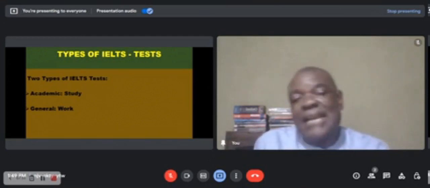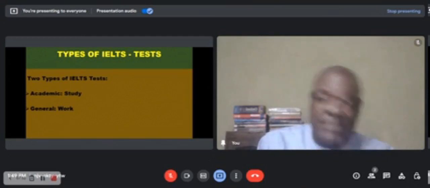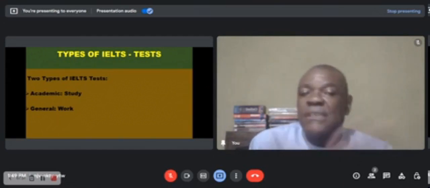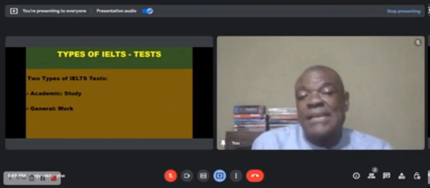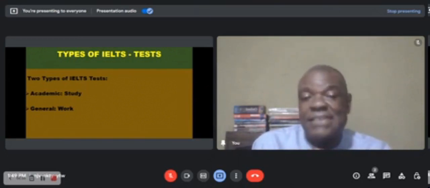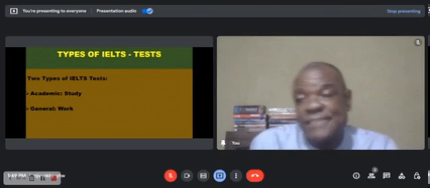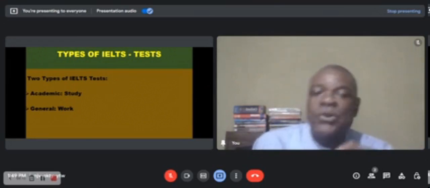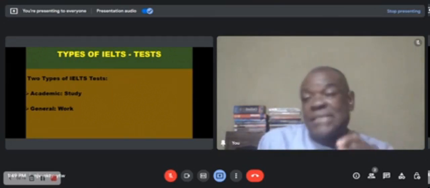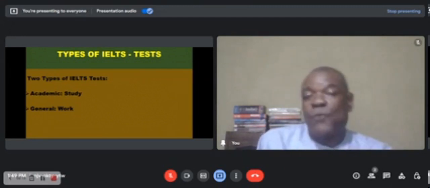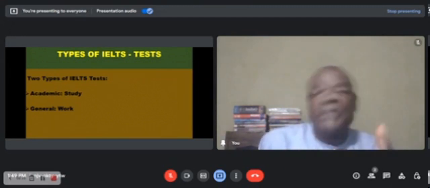Now, take note of the fact that if you want to go and study abroad, but you take the general IELTS test instead of the academic, which is for study, even if you score the highest mark, you obtain band 9 in that general IELTS test, the university you are applying to will not accept that test because it is invalid. So you have to make sure you take the appropriate test for the appropriate purpose.